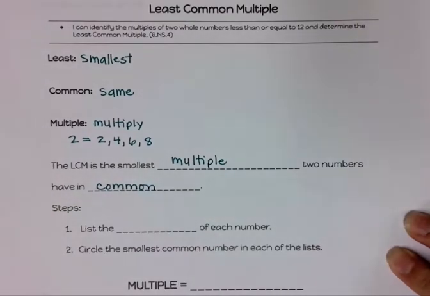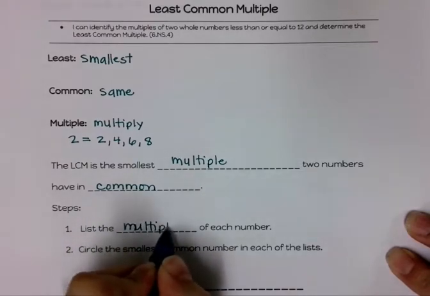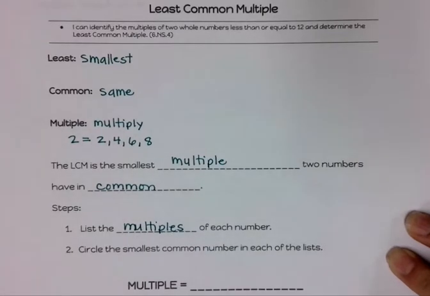So here are your steps. You're going to list the multiples of each number. And then all you have to do is circle the smallest common number in each of those lists. Again, just as a reminder, multiple is going to mean to multiply. Find the multiples of those numbers.